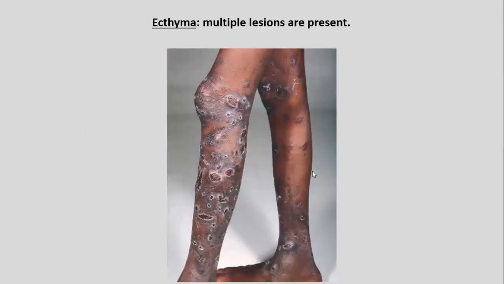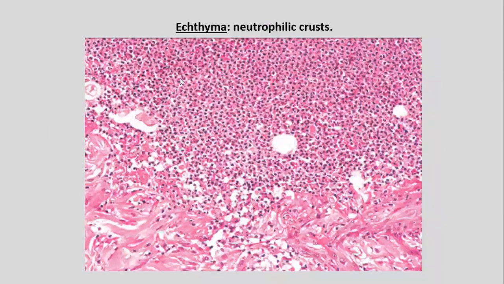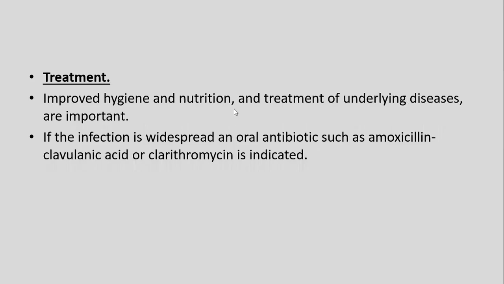You can see this slide. There are multiple ecthymatous lesions on the leg. Histologically, there is a thick neutrophilic crust overlying a sharp ulcer. This is the neutrophilic crust.